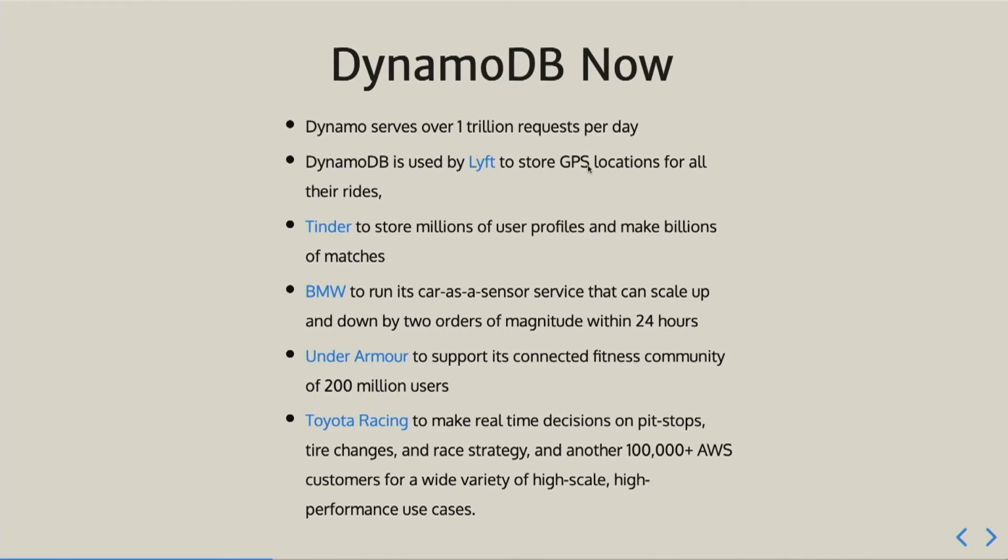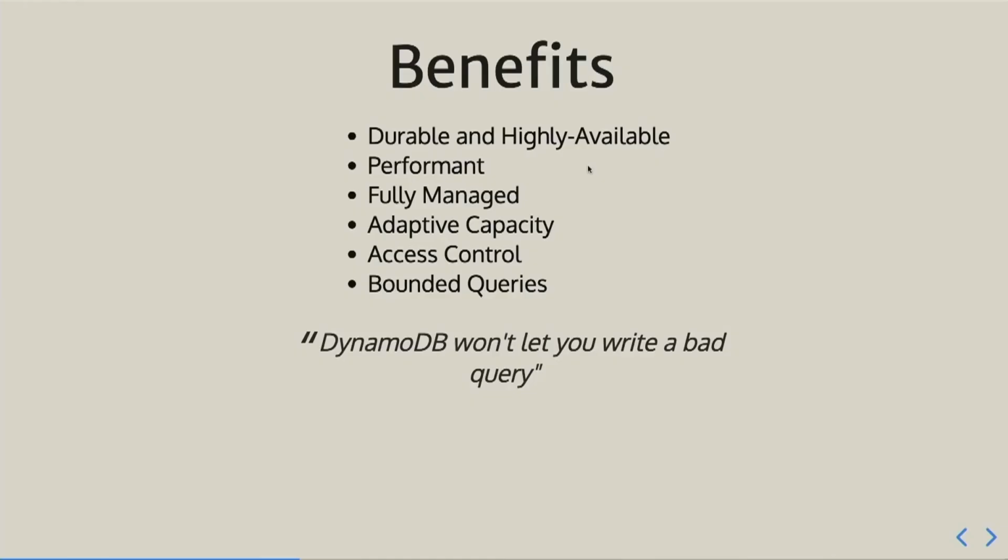BMW use it for cars as sensor services. Under Armour use it to support their fitness community of over 200 million users with the MyFitnessPal app. And Toyota Racing use it for real-time decisions on pit stops and other racing data, as well as 100,000 other AWS customers. So why is it so popular, and why is it growing so fast?